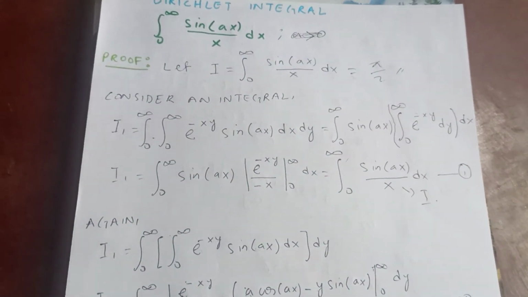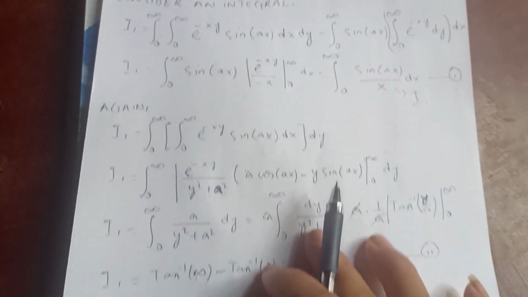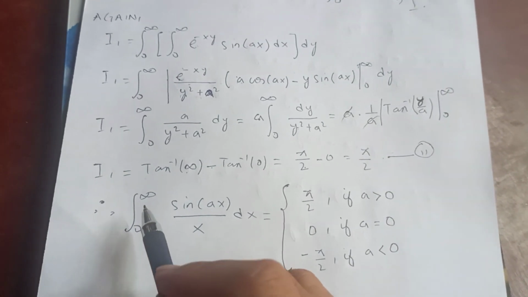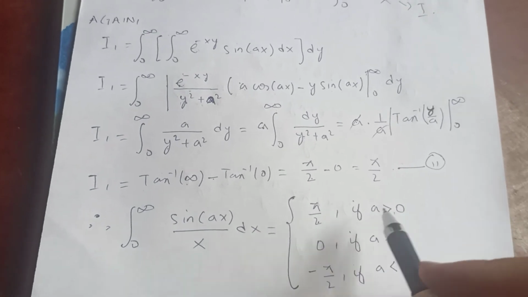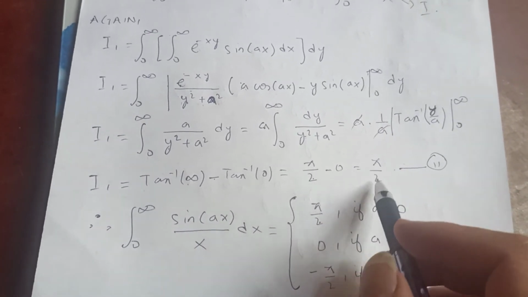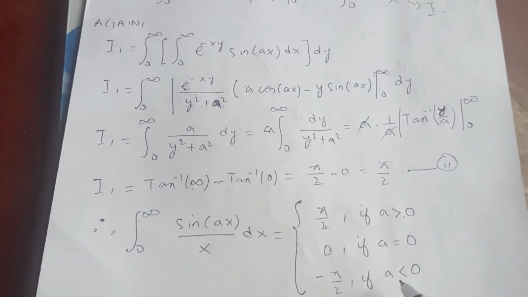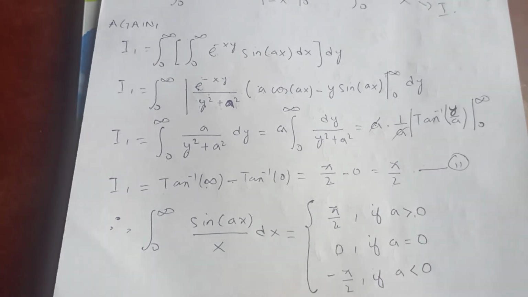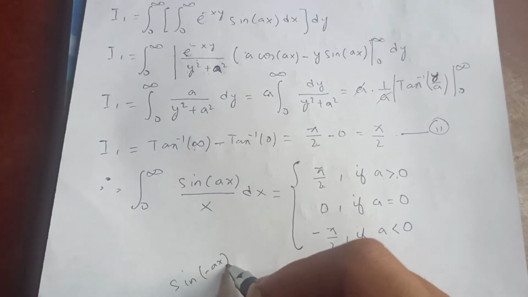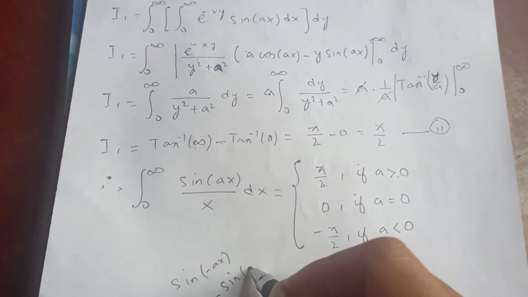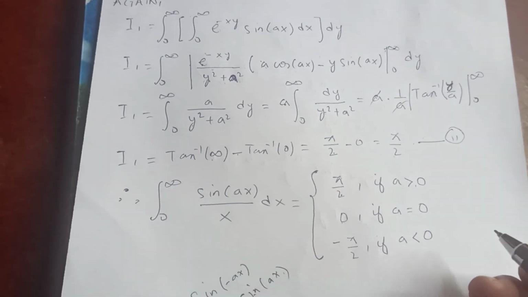Now let's take the condition for the value of a. The integral from 0 to infinity of sin ax upon x dx is pi by 2 if a is greater than 0. If a is 0, then you get 0, since sin 0 is 0, of course. If a is negative, then you get what? Sine of negative ax is negative times sin ax, right? Therefore it is negative times pi by 2.